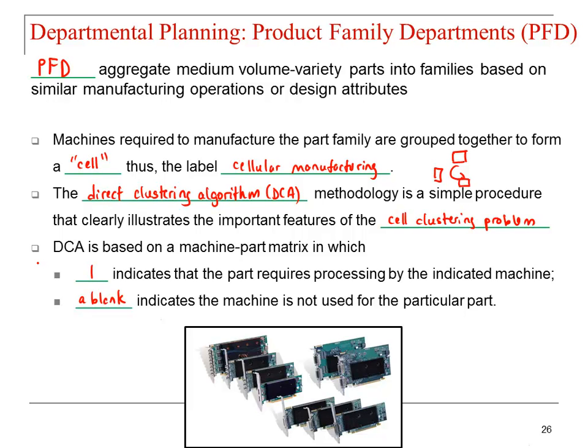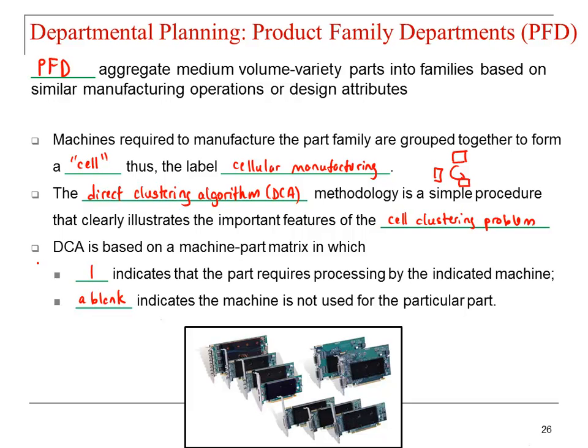So for that type of product, the machines required to manufacture the part family can be grouped together to form a cell. And that basically created this term called cellular manufacturing. There are several methodologies that you can use to form these cells within a department. One of these methodologies is called the direct clustering algorithm, which is a very simple algorithm that we're going to learn here to allow you to organize your products in order to form a cell.